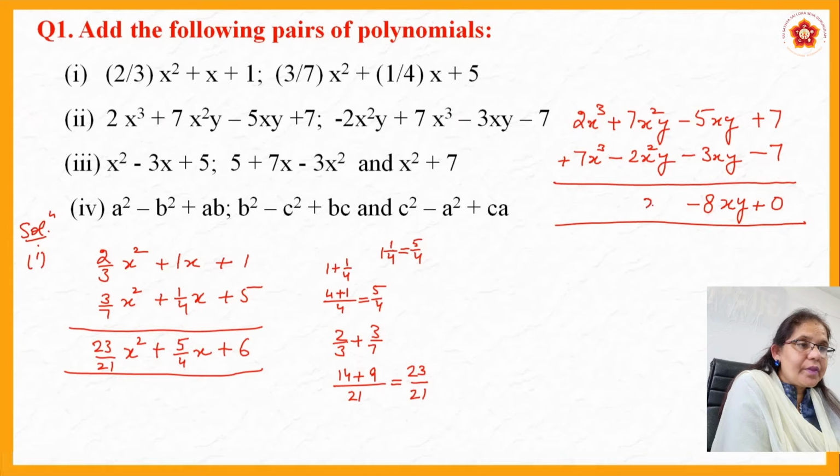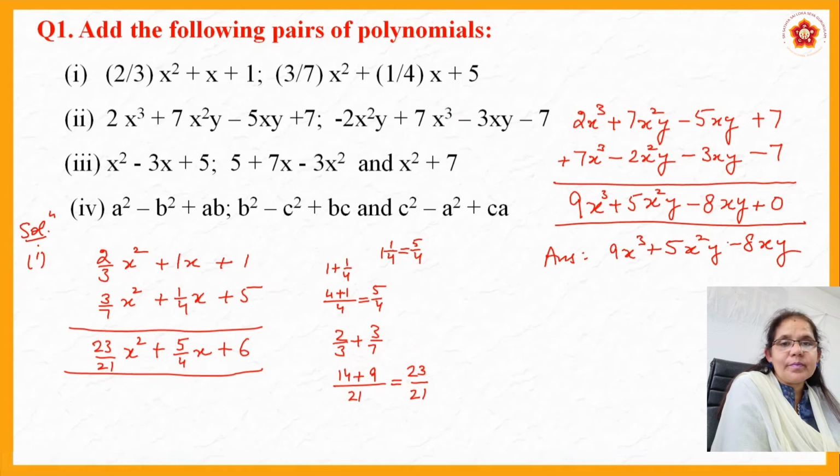Same way here, x square y is the variable and 7 minus 2 is 5. Plus 5 will come because the term having greater coefficient has got plus sign. X cube is the coefficient in this and 2 plus 7 is 9. So what is your answer? Answer is 9x cube plus 5x square y minus 8xy. I hope it is clear.